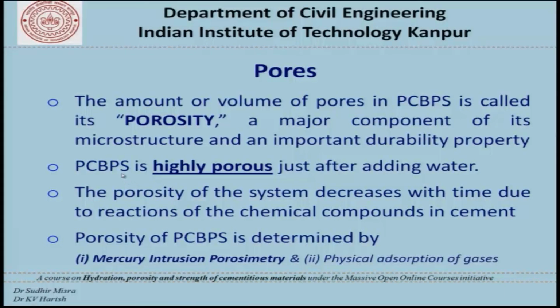The Portland cement based paste system is highly porous, very important, highly porous just after adding water to the cement. The porosity of the system decreases with time due to the chemical reaction of the compounds, and once the hydrated compounds are formed, the porosity starts decreasing. The porosity is measured using two different methods. One is mercury intrusion porosimetry, which is very famous and popular. The other one is physical adsorption of gases.